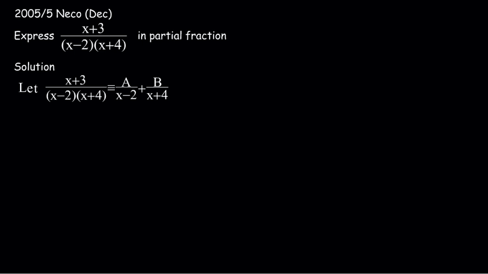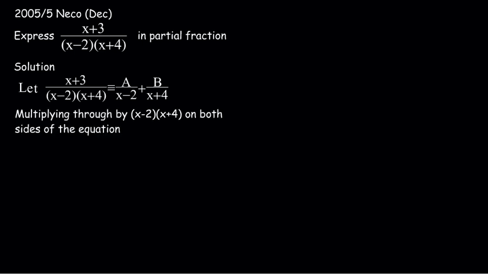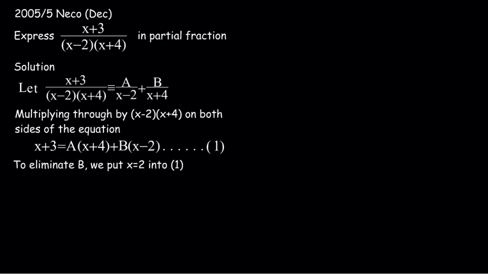Now our next step is to multiply through by s minus 2 in bracket s plus 4 on both sides. Doing so, we are left with s plus 3 is equal to a in bracket s plus 4 plus b in bracket s minus 2. This will be our equation 1. To eliminate b, we put s equals 2 into equation 1.